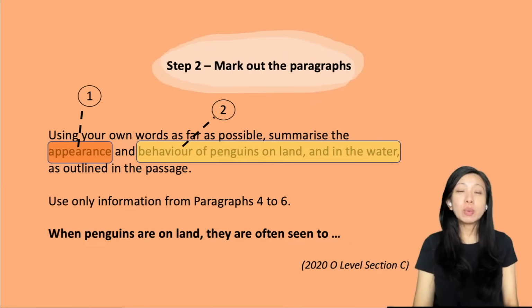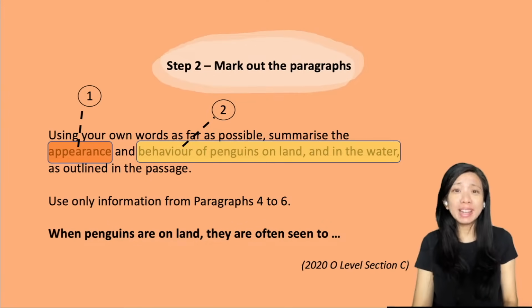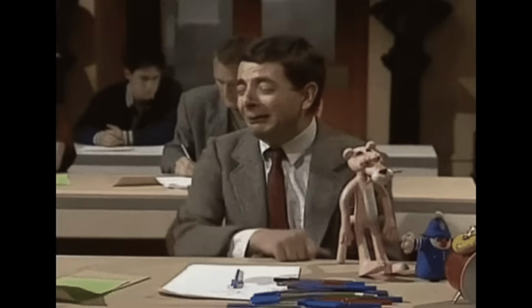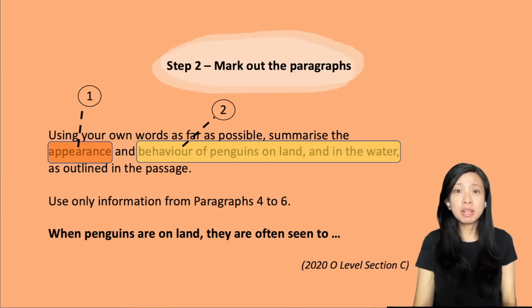So step 2 is where we have to mark out the paragraphs that we need to get the content points from. This is a very important step again because there have been times when students pick out content points from the wrong paragraph. And I don't blame them, because during the exams it's very stressful, and sometimes mistakes do happen. So that's why I say that this is a very important step because it can help to keep you on track. So let's look at this question.